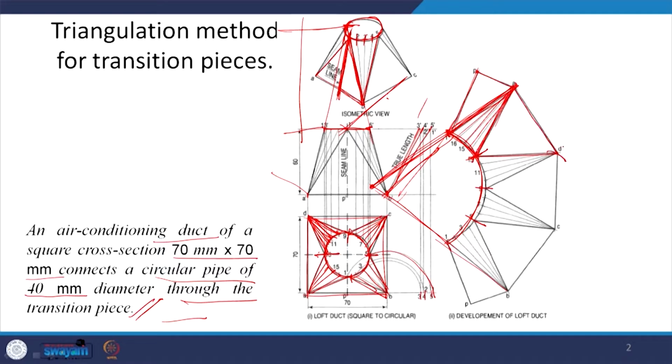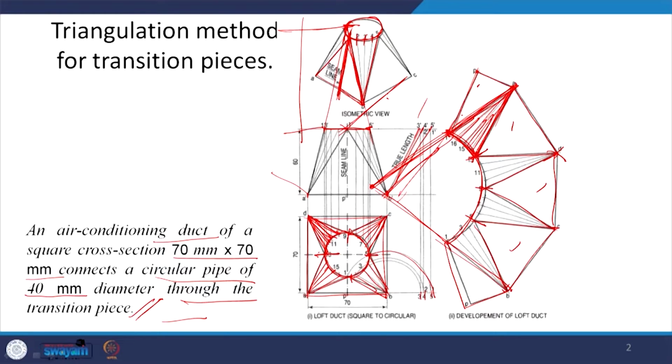On taking this, we draw the rest of the triangle. Again, you connect this, you get the rest of the triangle. You connect this and you get the rest of the triangle. This is the triangulation method, where we are arriving at these transition pieces using a combination of these two methods.